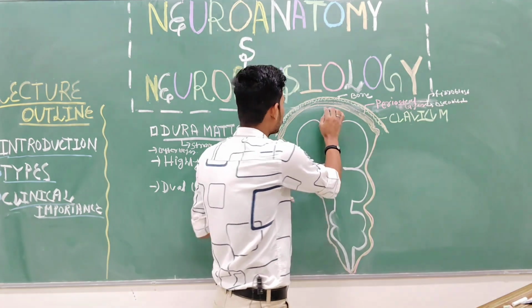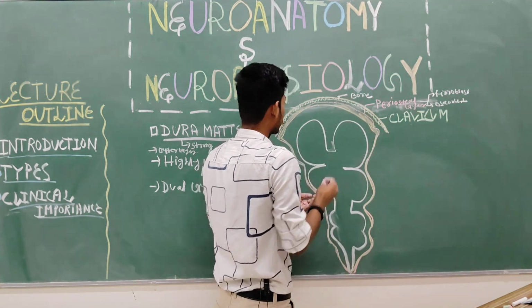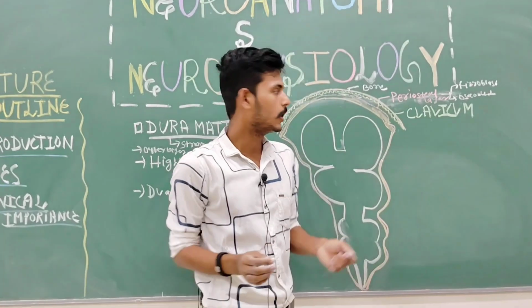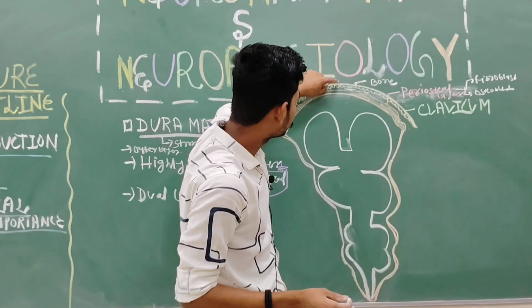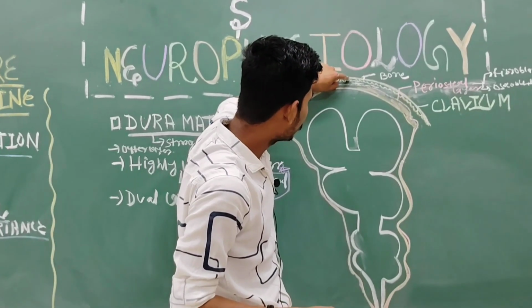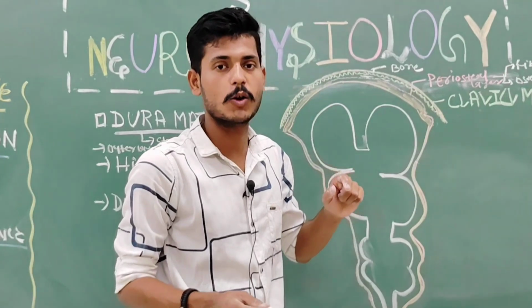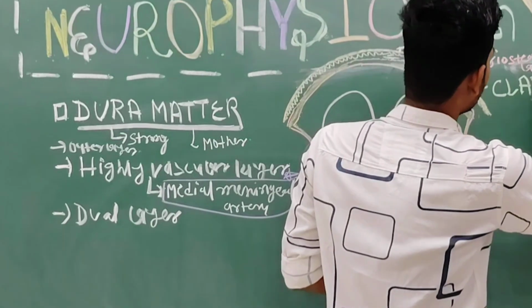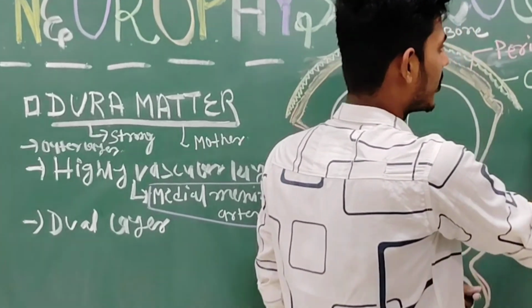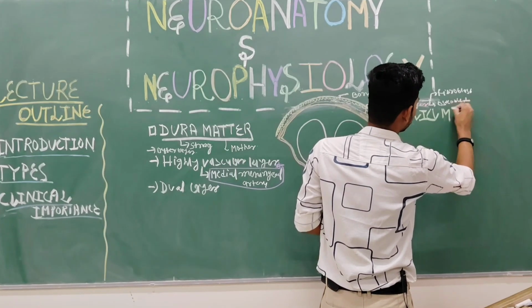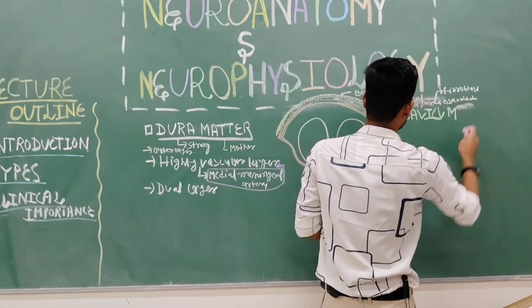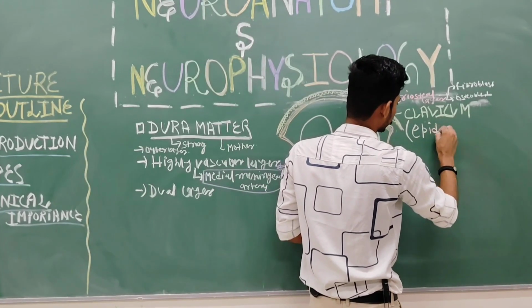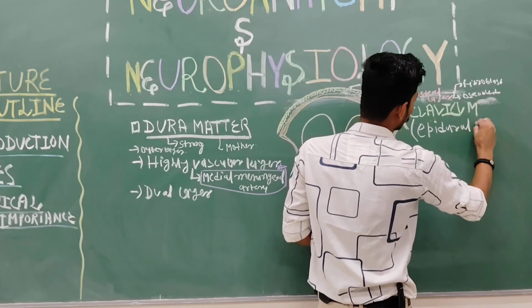There are some spaces, as I leave it vacant. So the space which is present between the clavicum and your periosteal layer is called the epidural space. Write it down. The space which is present between the periosteal layer and clavicum, you should write here, this space is called the epidural space.